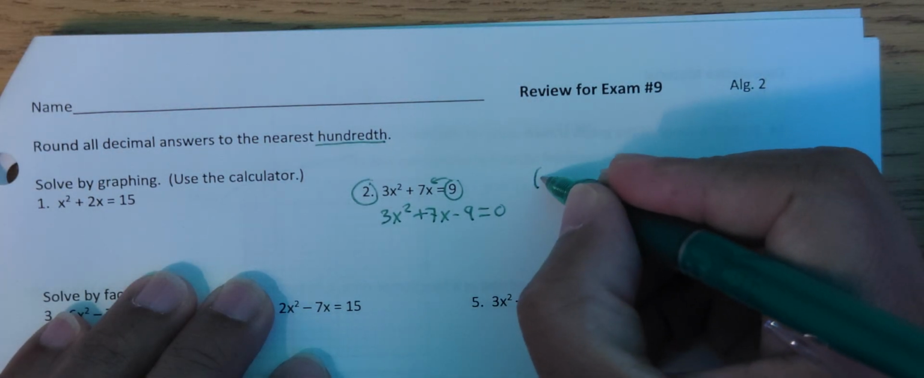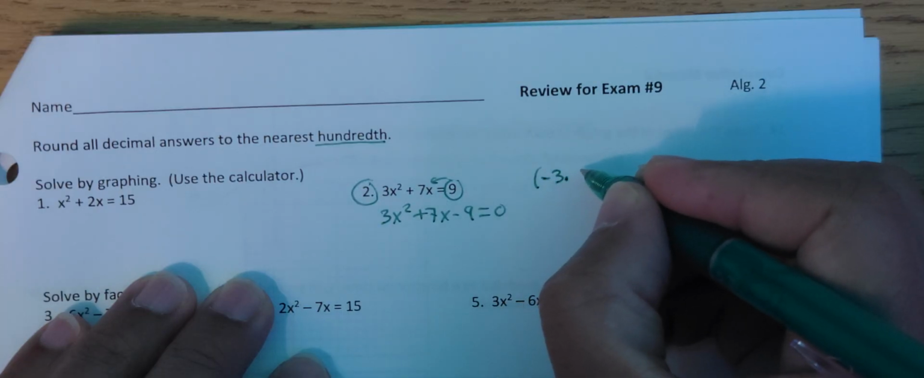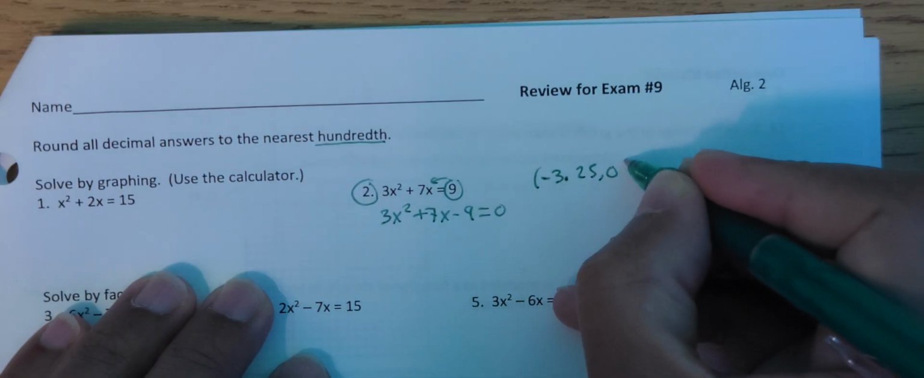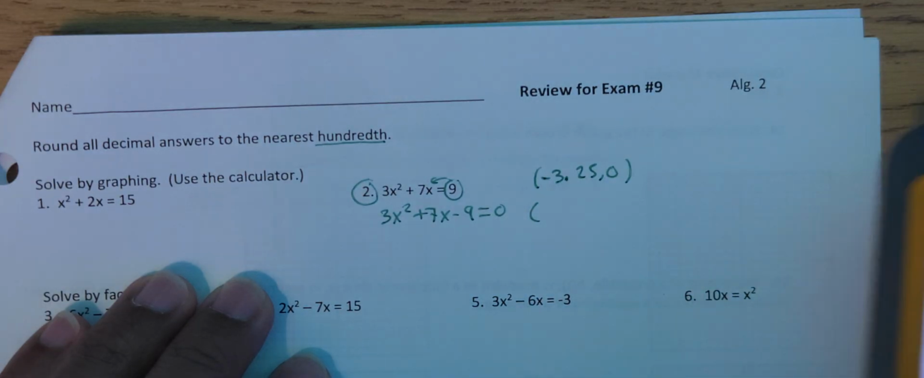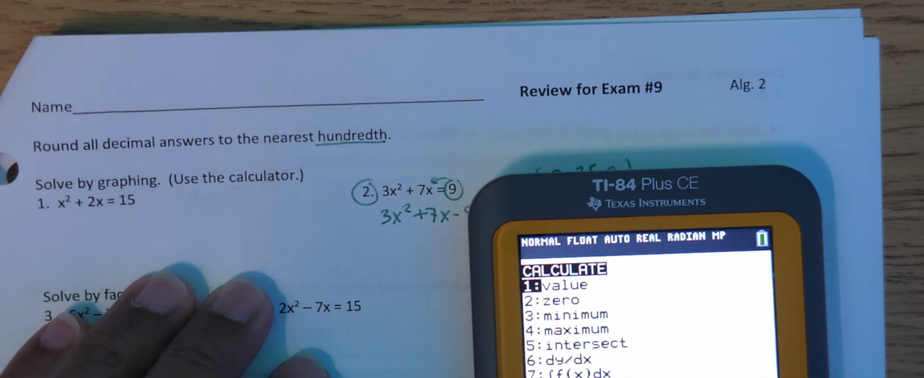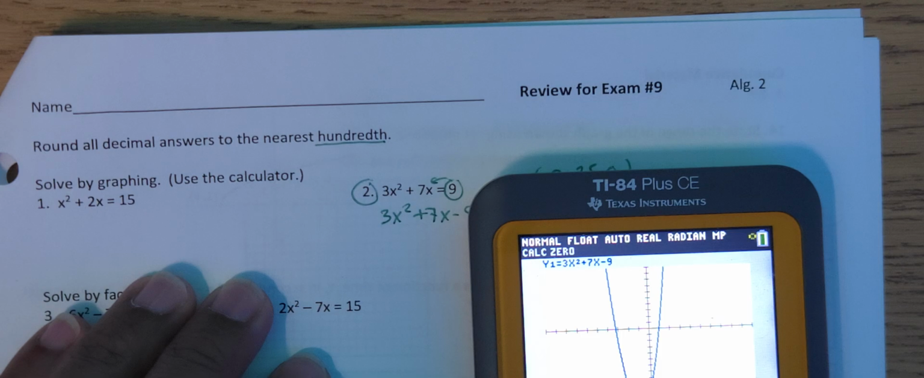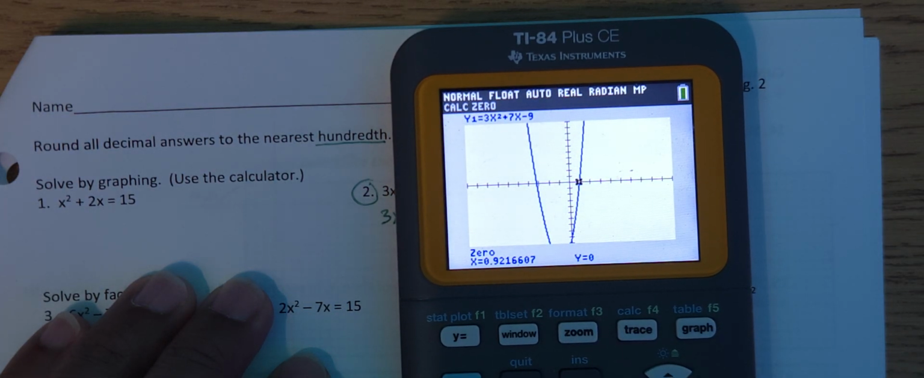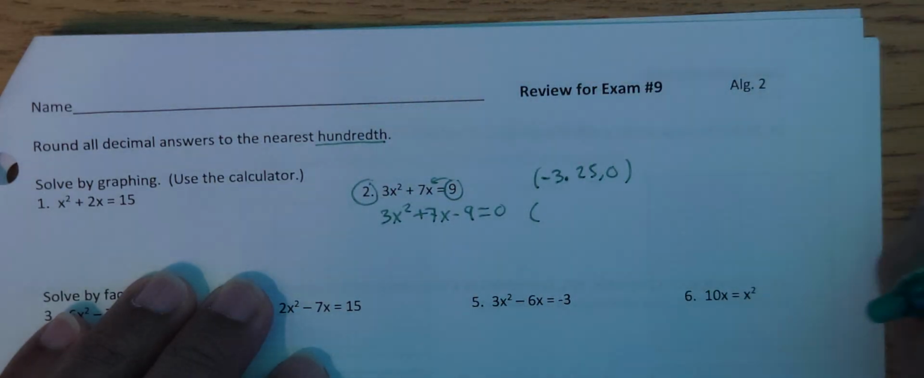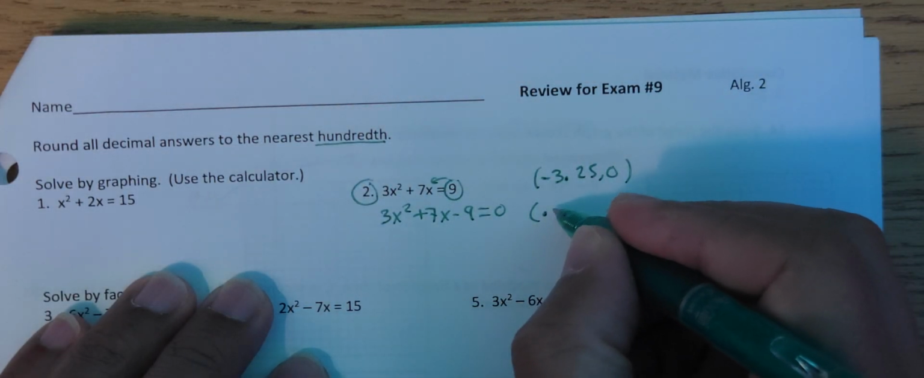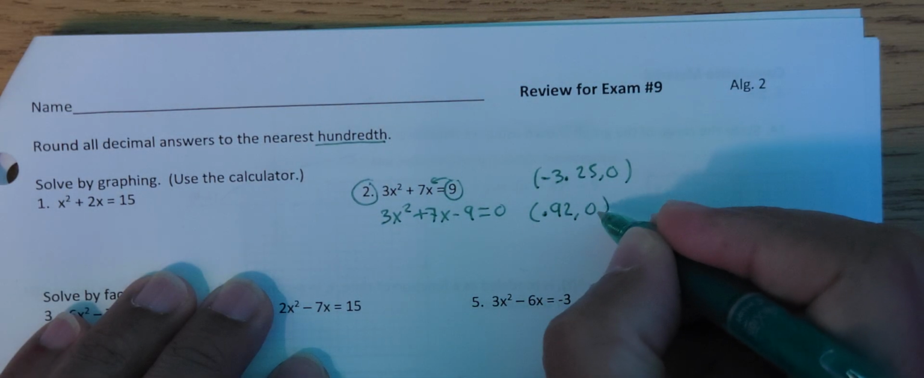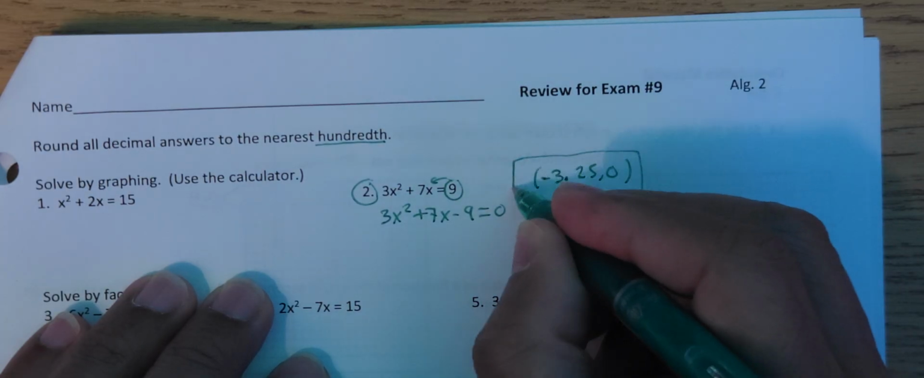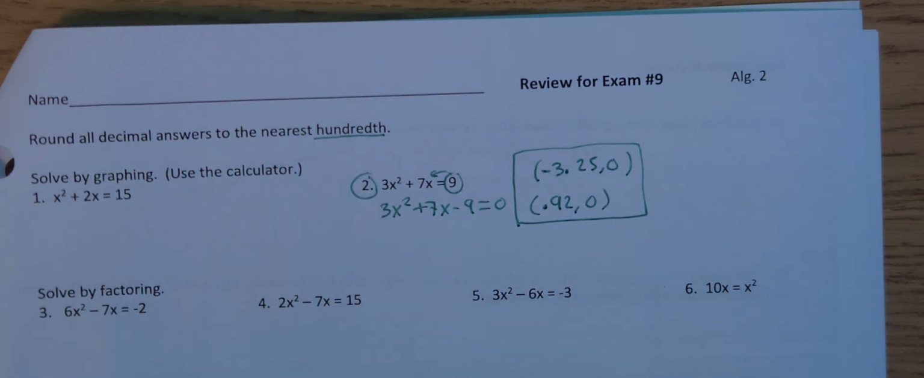So then one intersection is at negative 3.25, comma, 0. And for the other intersection, second trace, 2. Let's get to the other intersection with the x-axis: a bound before it crosses the x-axis, and then after it crosses the x-axis. And this one says it's 0.9216, so 0.92, comma, 0. And there we have the solutions or the roots for this quadratic using a calculator.